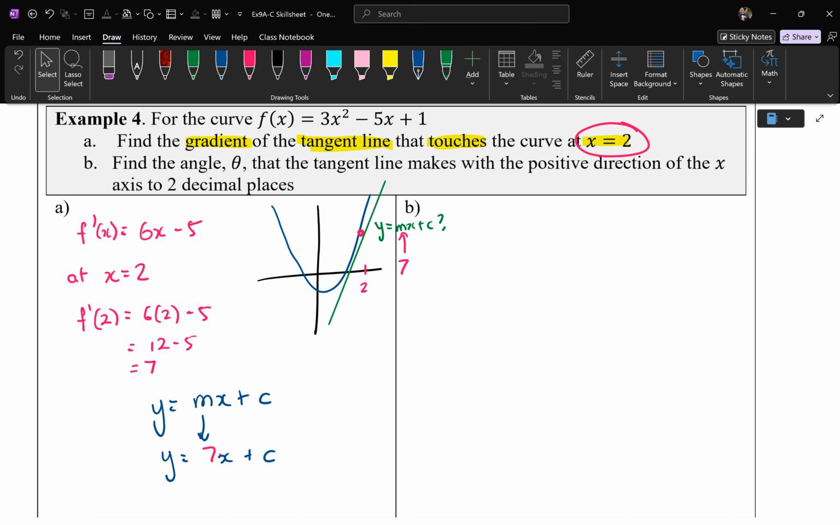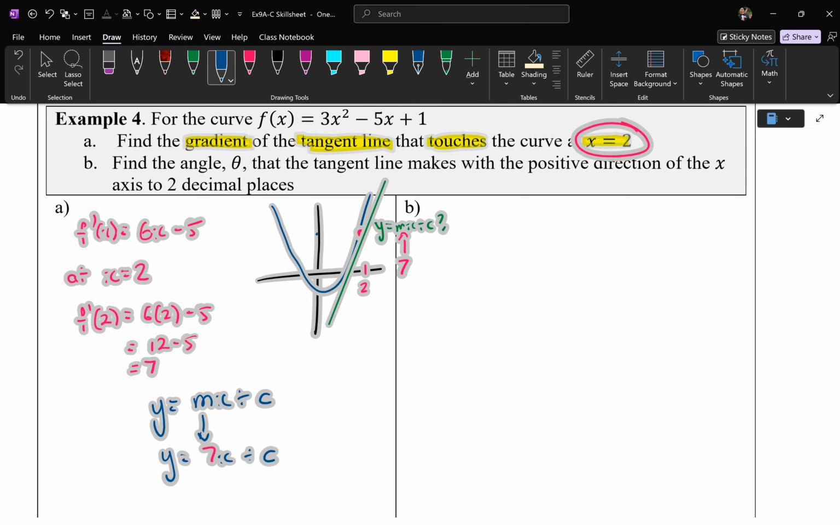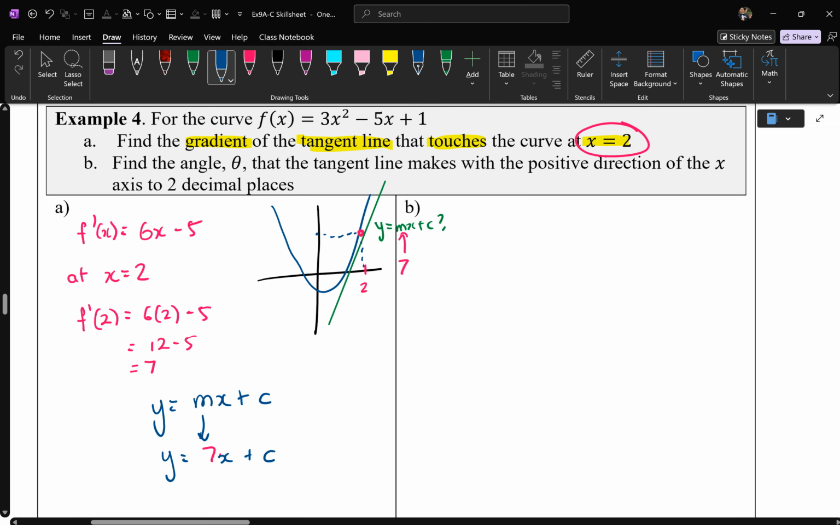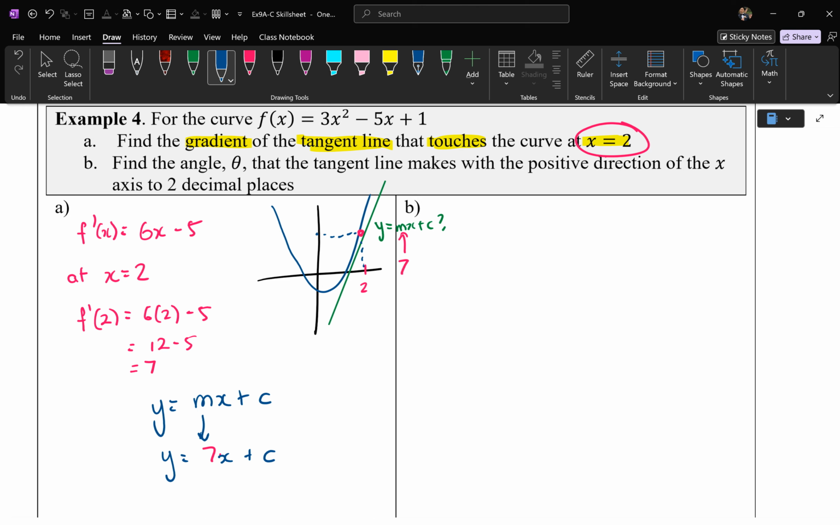How do you normally find c? What do you do back in year 9? You did it last year, you did it in year 10 as well. What do you need? You've got to sub in a point. Now they gave you one x coordinate, but at x equals 2, I can find y. How do I find y? What's the corresponding y value? Because you're right, you do need to sub in a point. You know that you're subbing 2 in, but what would y equal? Which means, how do I find that y coordinate? Where's the y going to come from?